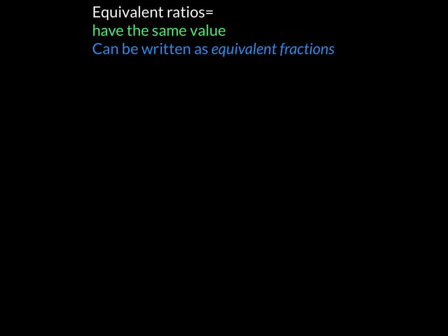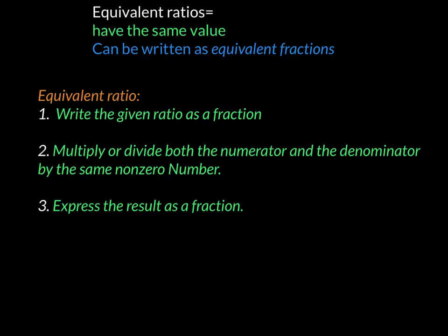So for equivalent ratios, they have the same value and they can be written as equivalent fractions. To write an equivalent ratio, you first write the given ratio as a fraction, then multiply or divide both the numerator and the denominator by the same non-zero number. Remember, by doing that, if it's the same non-zero number, it's equal to 1, and it doesn't change the value. And number 3, you express the result as a fraction. Let's take a look at those steps using an example.